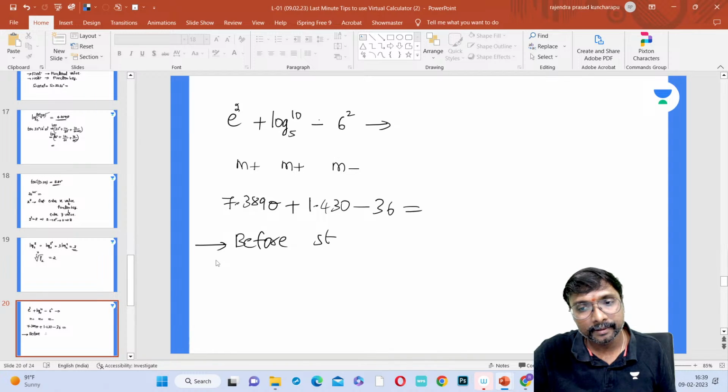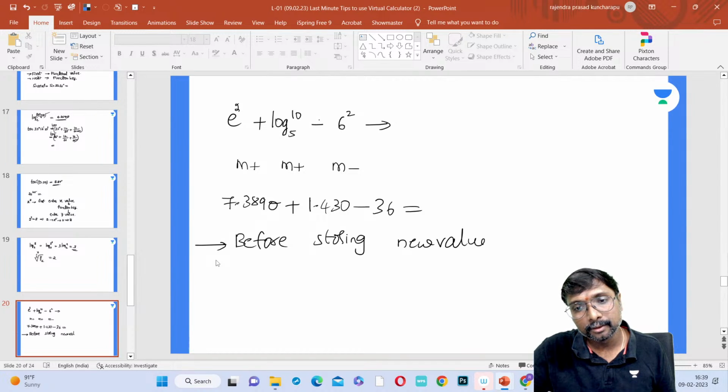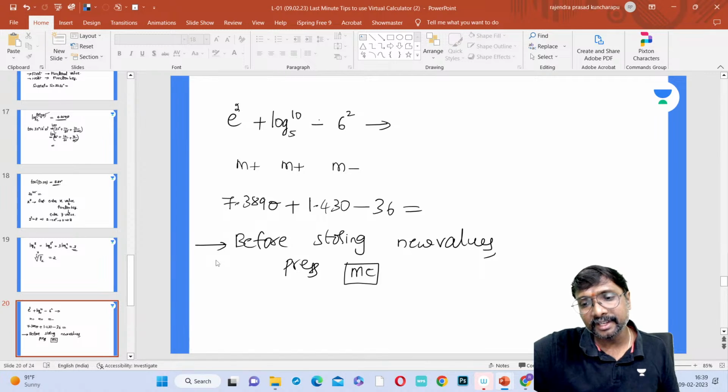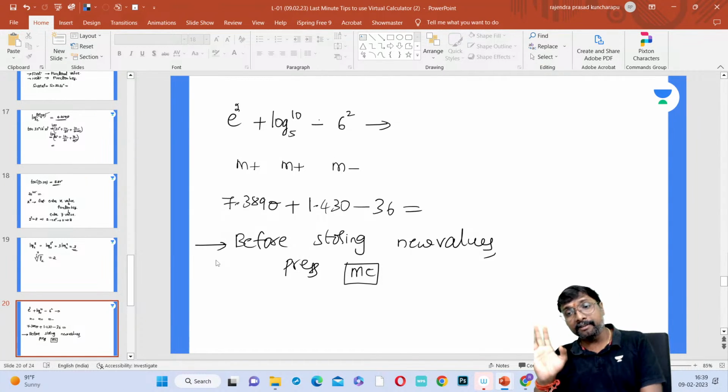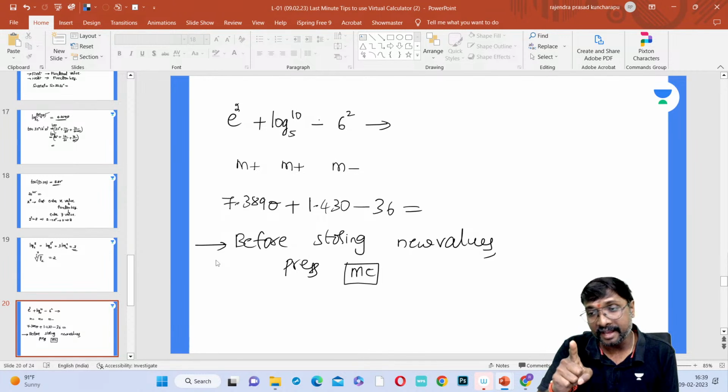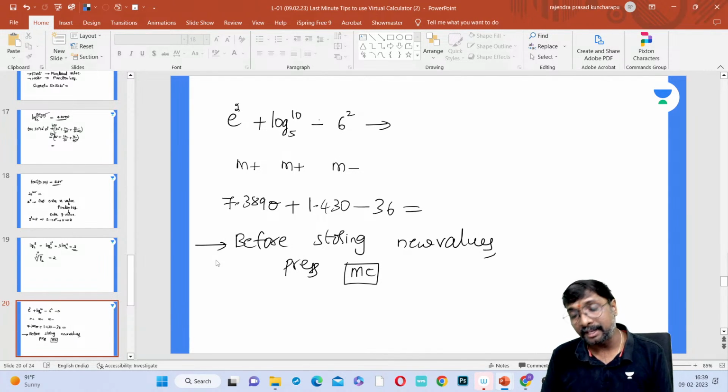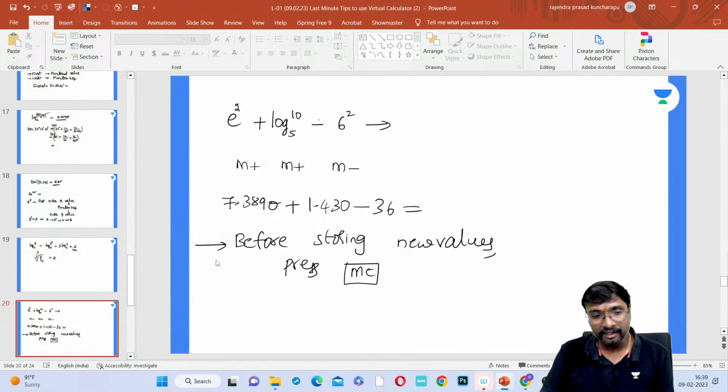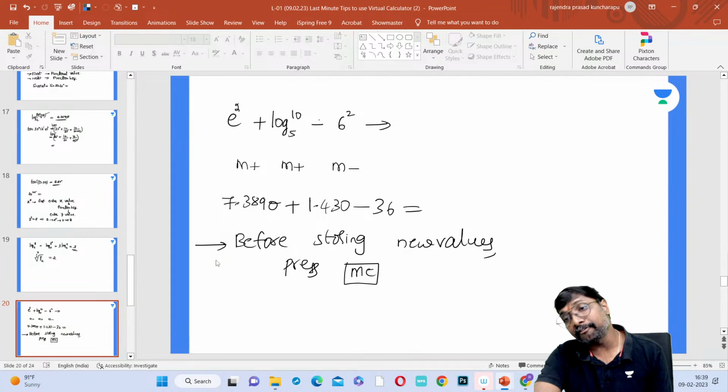Before storing new values, what we need to do? Press MC, right? MC has to be pressed. So these are the important things to be remembered when you are using the virtual calculator, right? Clear before starting a new calculation. And what else? If it is an x function, first enter the value, then press the function key. If both x and y variables are there, first enter the x value, then press the function key, and then enter the y value, right?